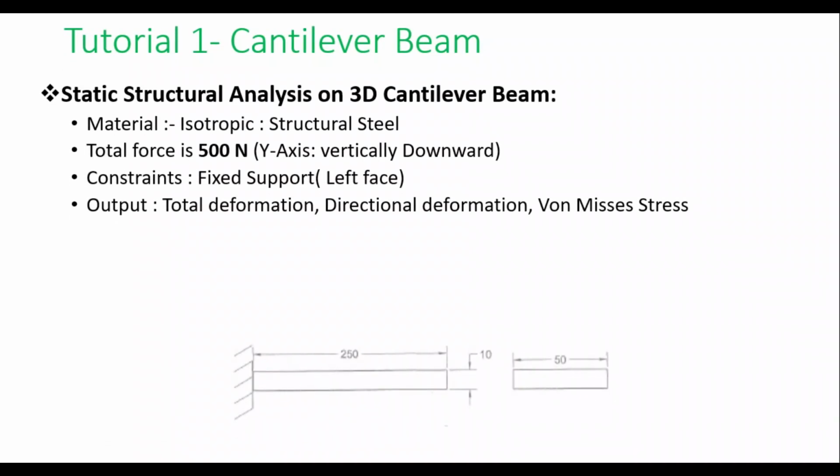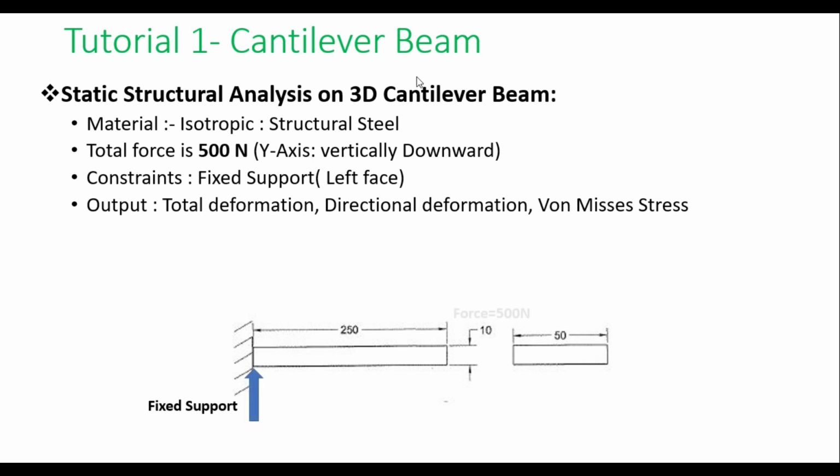So we are going to perform a static structural analysis on this cantilever beam, that is a 3D beam. The material is isotropic, so I am going to perform a linear type of analysis. The material is structural steel, which is the default, right? Then the total force that we are going to apply is 500 Newton in the y-axis, vertically downward. It is shown in the figure. Then the constraint is a fixed support on the left face of this cantilever beam. The outputs that we require are total deformation, directional deformation, and equivalent stress.